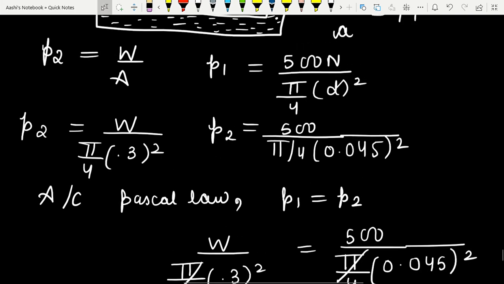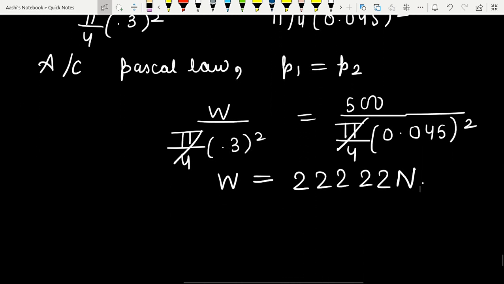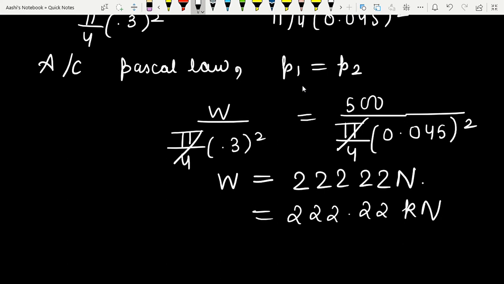So just try to observe the final answer. With the application of a 500 Newton force, you are able to lift this much force, that is nothing but 222.22 kilonewton, which is much larger than what you have applied. So with this application you can understand with the help of Pascal's law that there are many applications of this in fluid mechanics. Particularly in this problem we have discussed the hydraulic lift or hydraulic press.